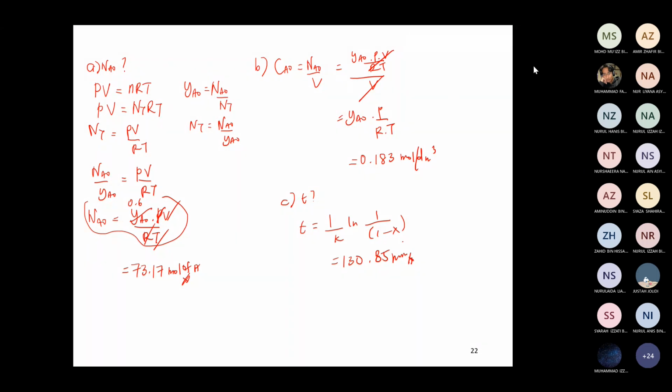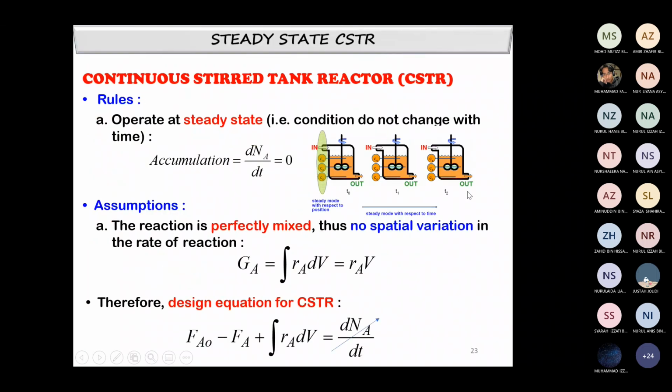Alright, so kita start dengan steady state CSTR pula. Kalau perasan dalam saya punya slide, saya memang akan bagi ruang slide kosong, so kosong tu you boleh tulis balik apa yang saya tunjuk tu, supaya nak lebih faham lah.